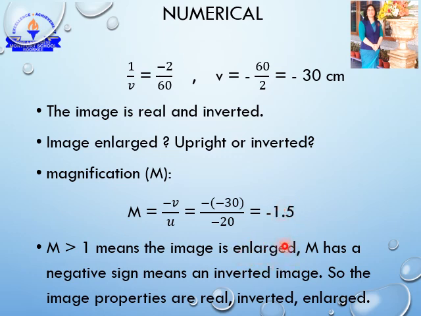One of the properties we have already found, that the image formed is enlarged. Now what does this negative sign show to you? Negative sign means that the image formed is inverted, it's not erect. So the properties are that the image formed is real, it is inverted and it is enlarged.